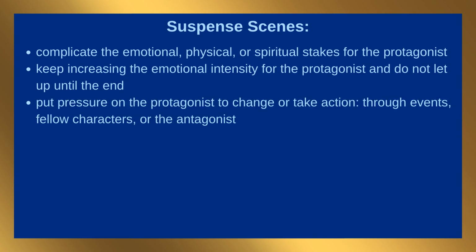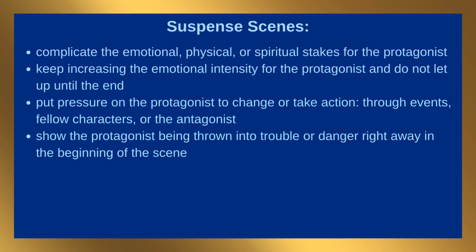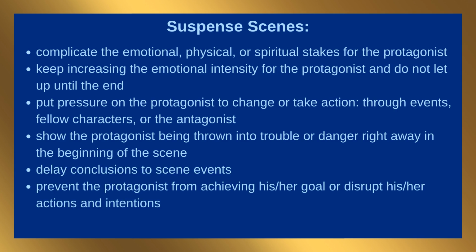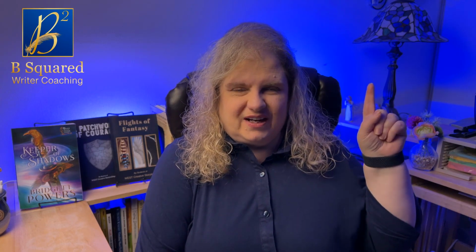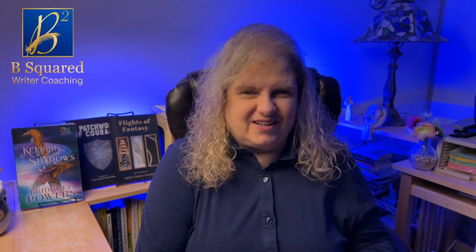Put pressure on the protagonist to change or take action through events, fellow characters, or the antagonist. Show the protagonist being thrown into trouble or danger right from the beginning of the scene. Delay conclusions to the scene's events. Prevent the protagonist from achieving his goal or disrupt his or her intentions, and often end in a cliffhanger. For the 10 best ways to create suspense in your story, check out this video linked above, and I'll also link it in the description.